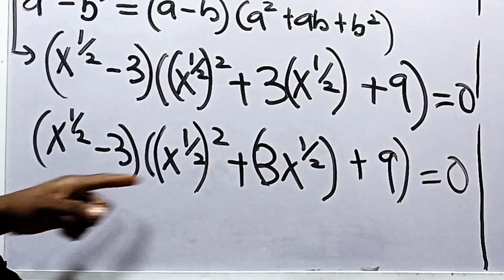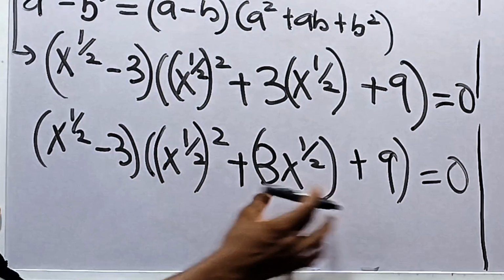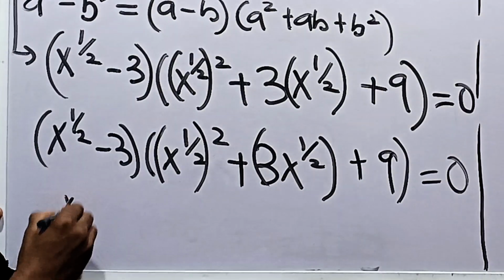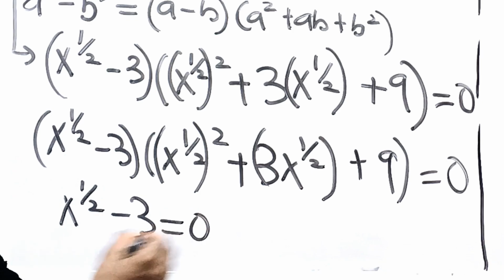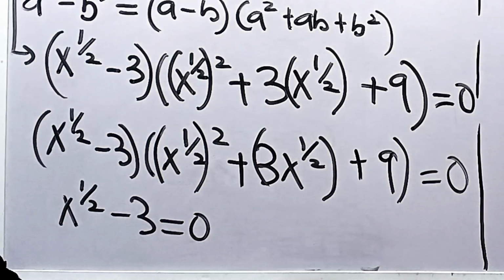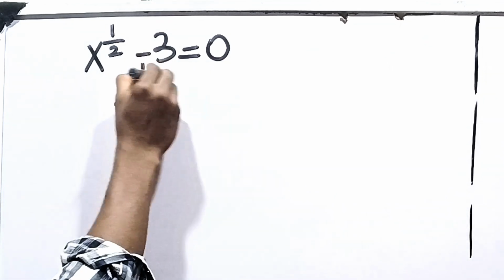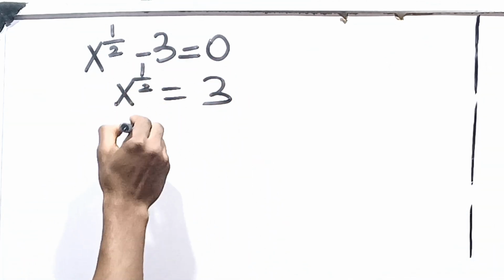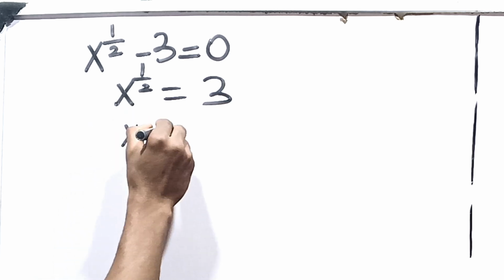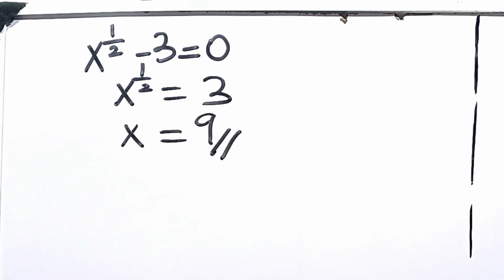Now as you can see, the product of two is equal to 0. When the product of two is equal to 0, either the first one is equal to 0 or the second one is equal to 0. So it's either that x raised to the power half minus 3 is equal to 0. Moving on, x raised to the power half is equal to 3. Squaring both sides, we have x equal to 3 squared, which is 9. So the first value for x is 9.